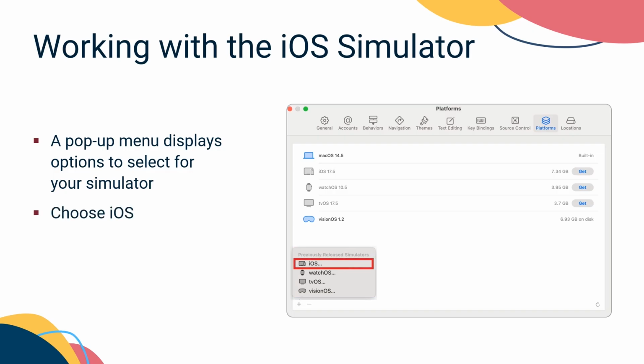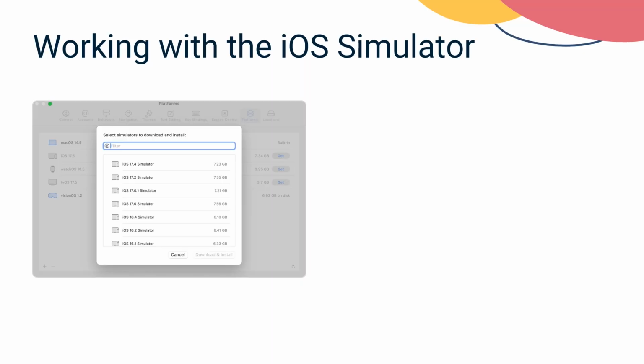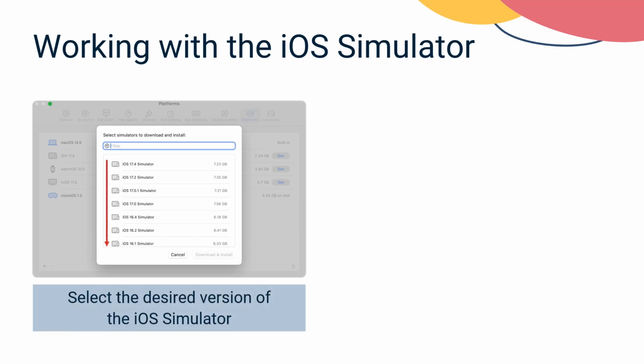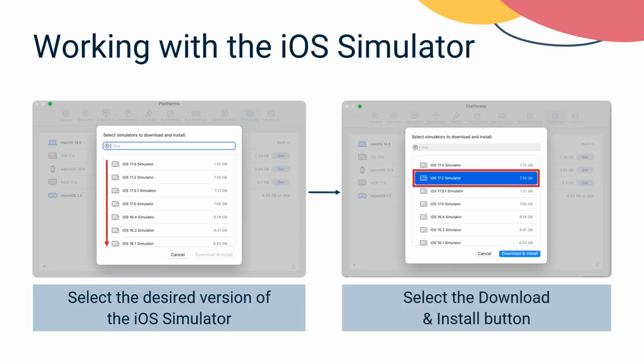On selecting iOS, another window will appear displaying multiple simulators to work with for various devices. To work with any iOS software, simply select the desired version of the iOS simulator. Once selected, you'll be prompted to select the Download and Install button to download and install that specific simulator.